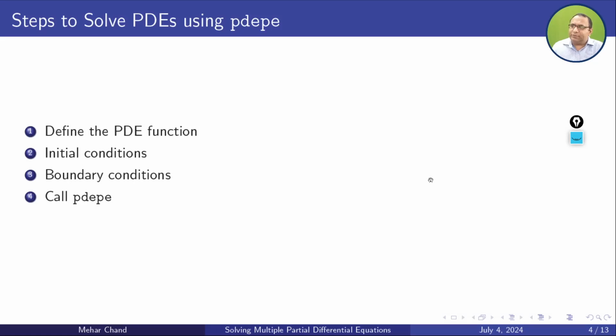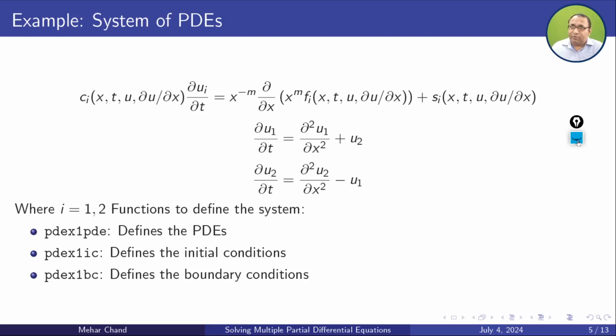So these are the steps which we need to apply to solve the system of equations, and these steps are the same as for one partial differential equation. First we need to define the partial differential equation function. Second, we need to define the initial conditions. Then we need to define the function for the boundary conditions, and at the fourth step we will call the pdepe solver.